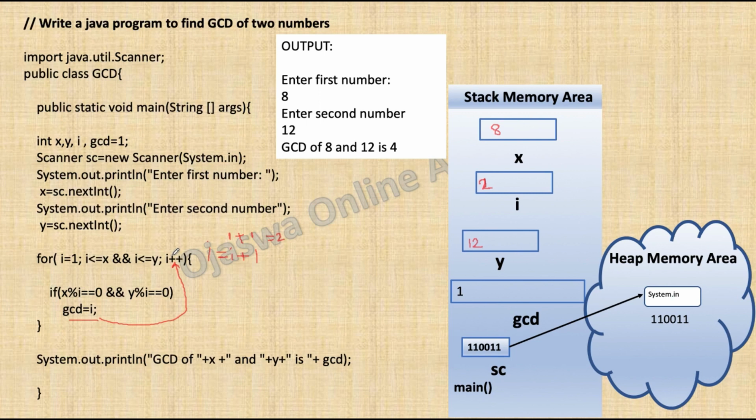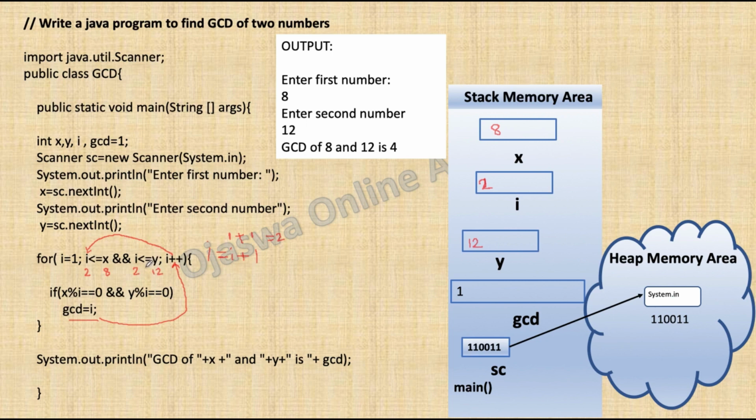Now from here control goes to the condition again. Value of i is 2 and value of x is 8. 2 is less than 8. Condition is true. Hence the next condition will be evaluated. Value of i is 2 and value of y is 12. 2 is less than 12. Condition is true.